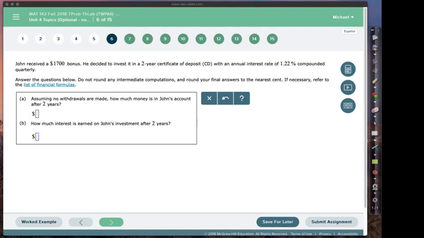Okay, just made a fresh cup of coffee, ready for question number 6. And in this one, we are going to enter into the realm of compound interest.